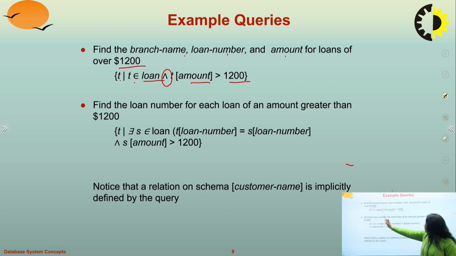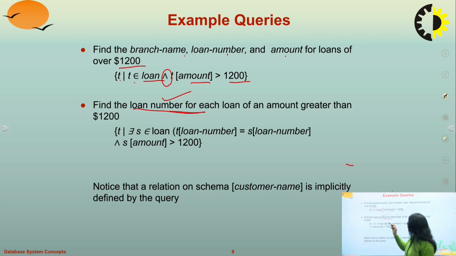Listen carefully. In this, we need to find the loan number only for the same query. So instead of branch name, loan number and amount, we require only loan number, right? So here we will require 2 tuple variables.